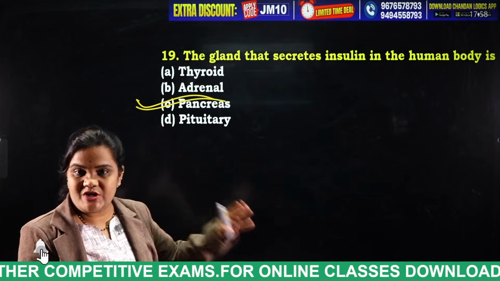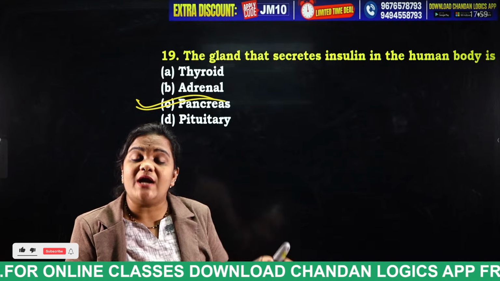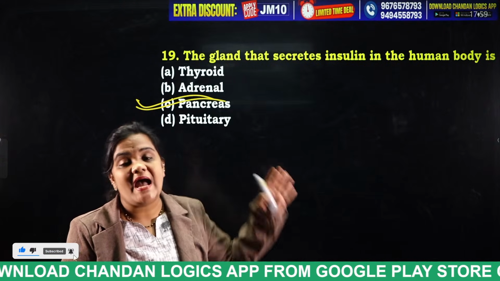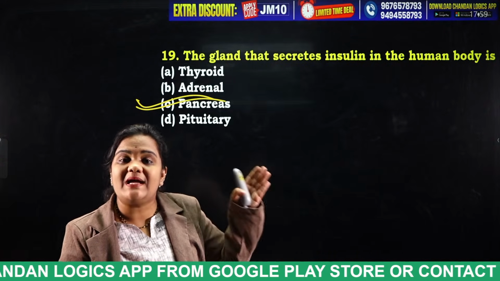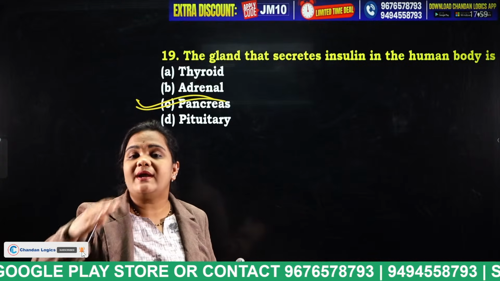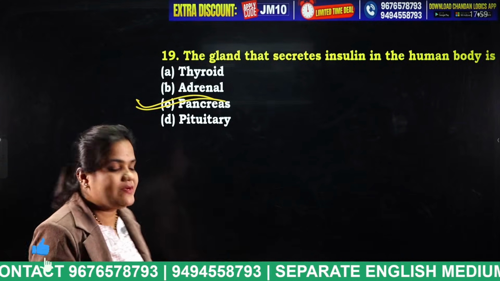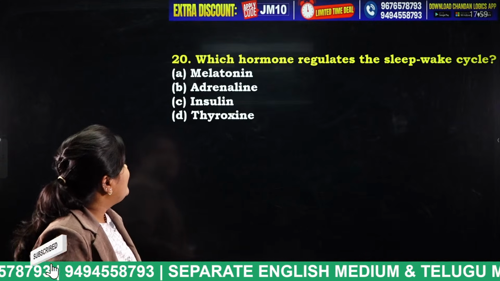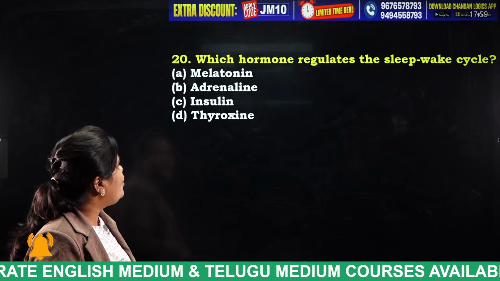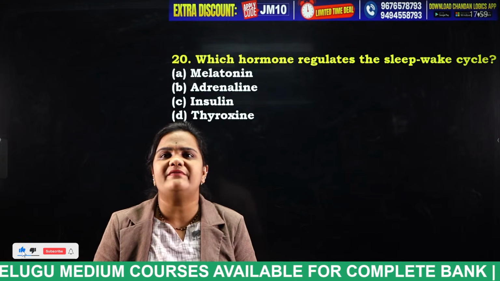Just as plants have abscisic acid as a stress hormone, we also have adrenaline from the adrenal gland as a stress hormone. The pituitary gland is the master gland which controls the adrenal and thyroid glands. The master of the master gland is the hypothalamus. Only if the hypothalamus sends commands to the pituitary gland will it regulate the thyroid and adrenal glands. Very good. Next question. Which hormone regulates the sleep-wake cycle? Melatonin, adrenaline, insulin, thyroxine. I have just discussed this, students.